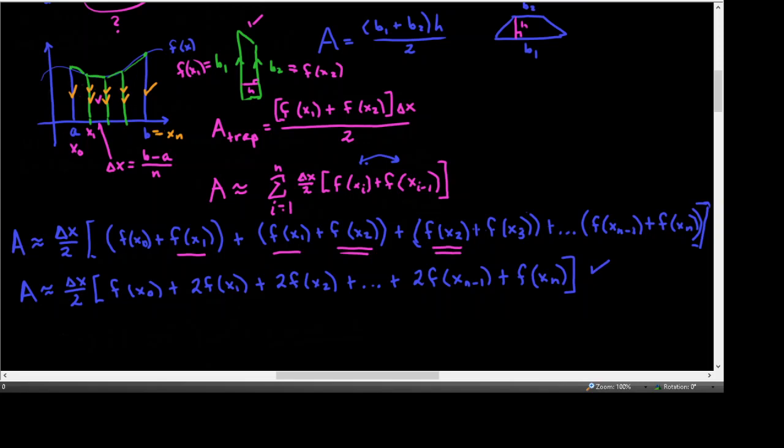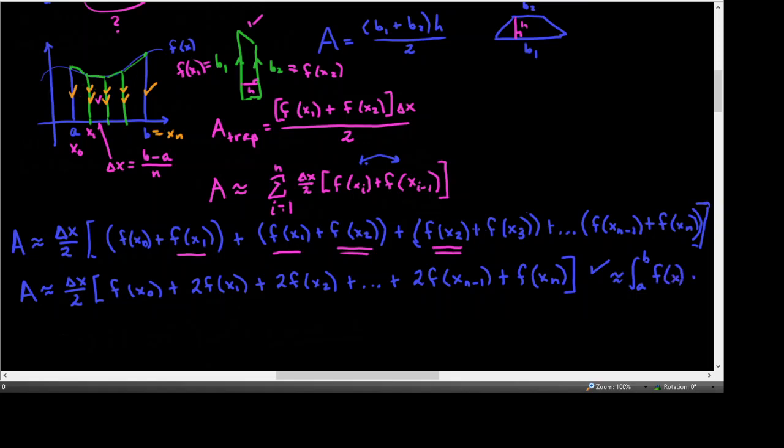Assuming delta x is the same value for every subinterval, this is a formula that you can use to approximate the area under the curve from A to B, which would be from x sub naught to x sub n, with n subintervals being used. And of course, what that is approximating is the actual area under f of x from A to B.